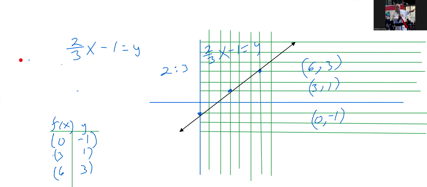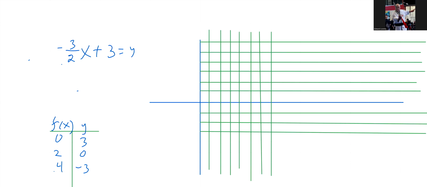I'm going to pause the recording. Let's do another one. Okay, now we have a -3/2 x plus 3 is y. It's okay that the number in front of the x is an improper fraction, and it's okay that it's negative. But because the number in front of the x is negative, I'm predicting the slope will go down or be a negative slope.